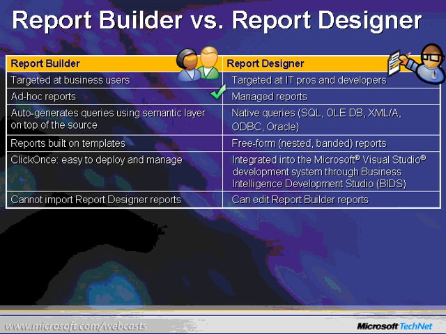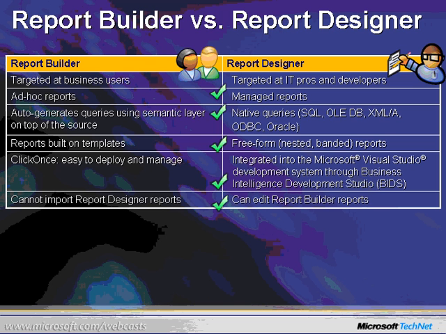Report Builder, we saw, is the ability to give us ad hoc reports, whereas we do managed reports in our Report Designer. Report Builder auto-generates the queries with a semantic layer on top of the source, so we really don't care how the data is laid out. Whereas in Report Designer, I can go write my own code in SQL Server Transact-SQL, Oracle, ODBC connectivity, and do my own queries in the reporting language of the database and utilize all of that for my report building.